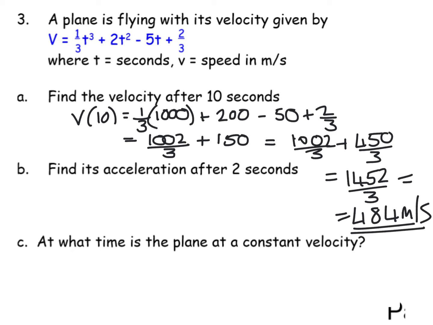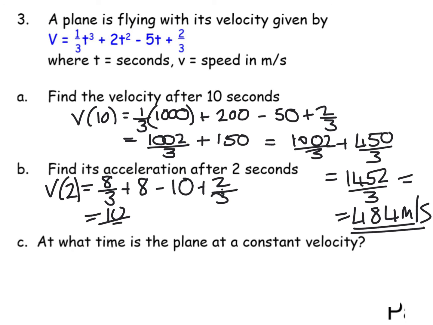Okay, part B, find its velocity after 2 seconds. That's just asking you to plug in the number 2. So v of 2 would be a third of 2 cubed, so that's 8 over 3. Plus 2 squared is 4, times 2 is 8. Take away 10 plus 2/3. Again, this would give me 10/3. Take away 2.